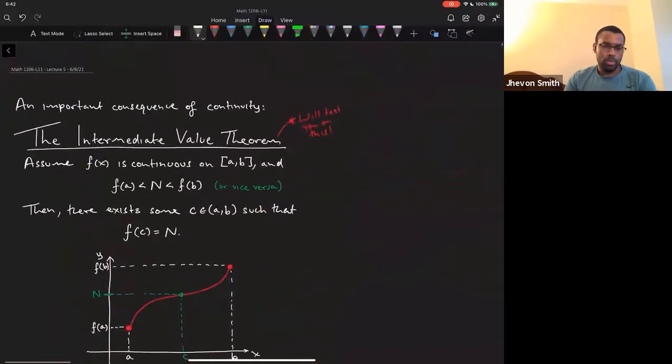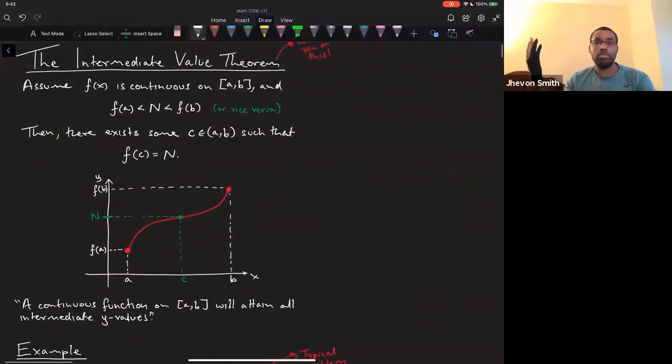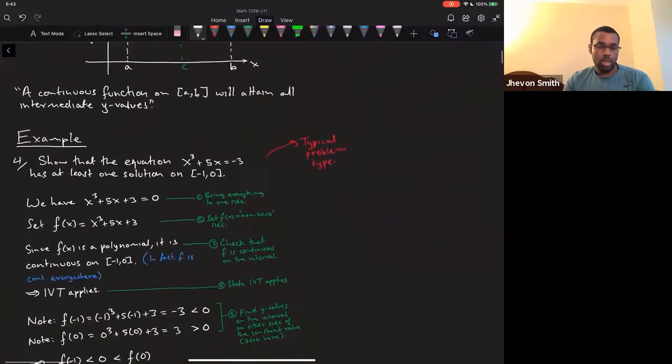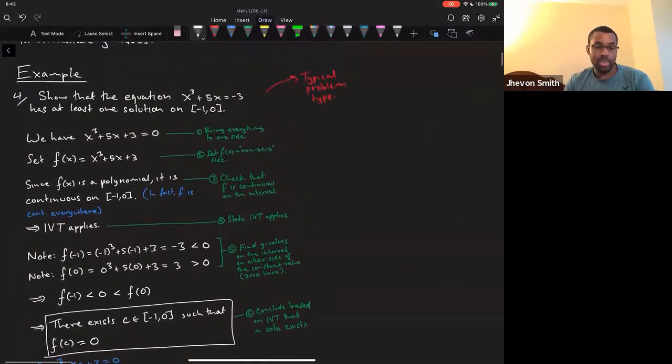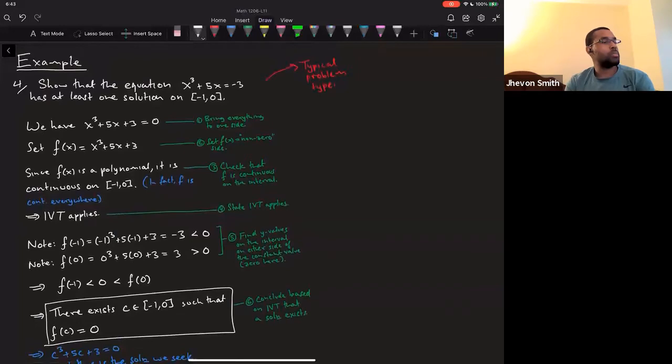So yeah, that's the intermediate value theorem. Continuous functions will attain all intermediate y values. And this is how you can use it to show that an equation must have at least one solution. This could have happened several times, but it will have at least one. Any questions on this?